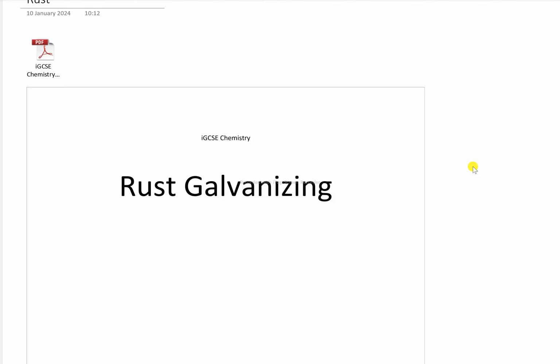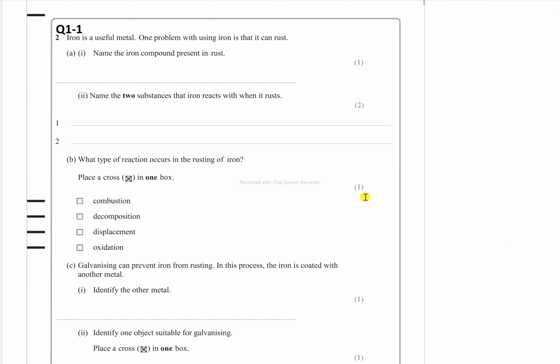We're looking at rust and galvanizing. Right, okay. Let's take that. Iron is a useful metal. One problem with using iron is it can rust. Name the iron compound present in rust.